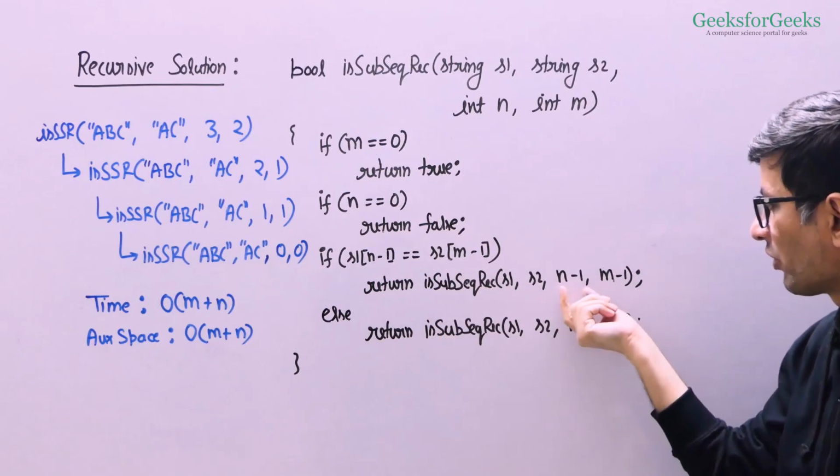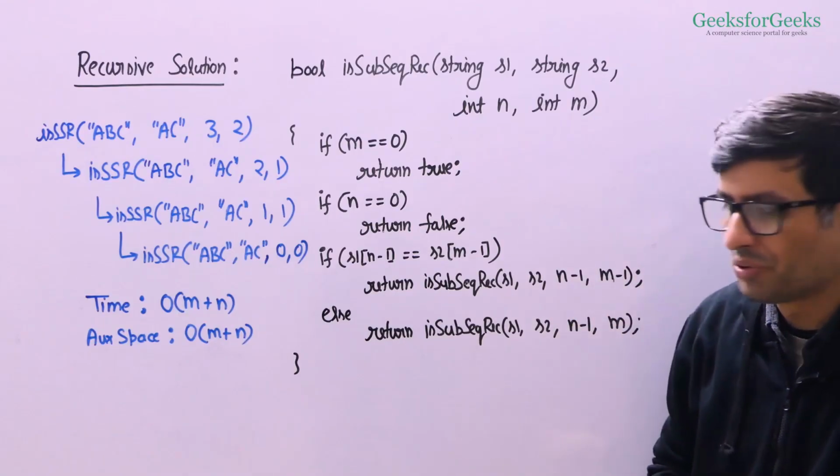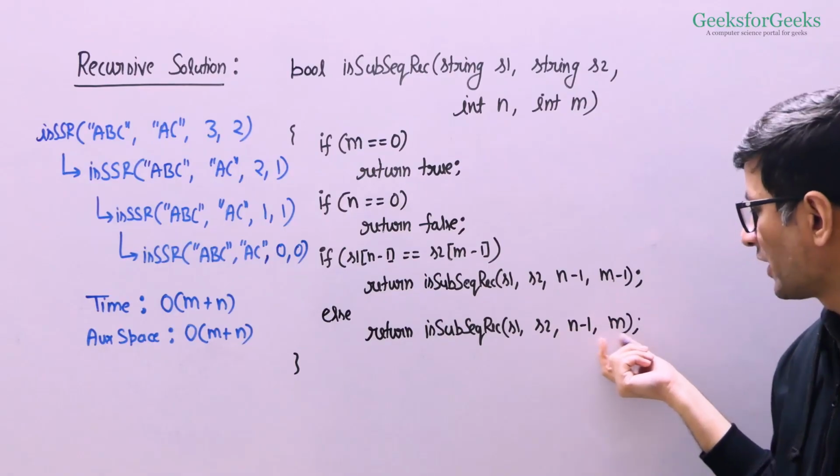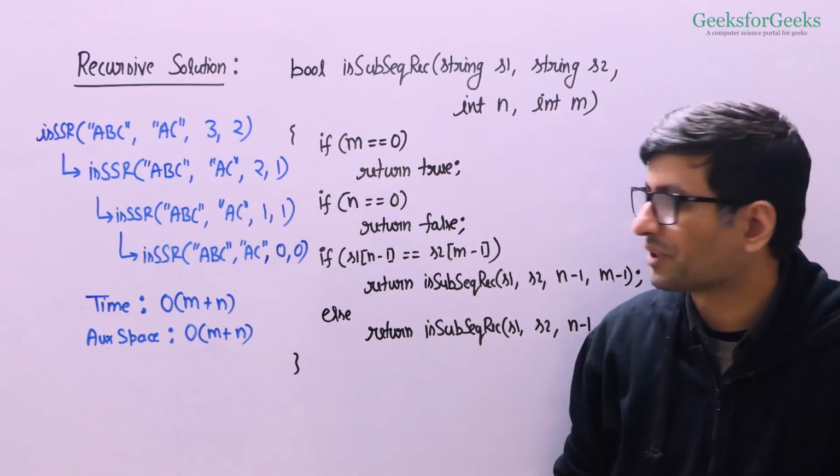So n and m are passed and we are comparing the last characters, and if the last characters are matching, we are calling for n minus 1 and m minus 1 like the iterative solution. And if they're not matching, then we are recursively calling for n minus 1 and m. It's again similar to iterative solution.